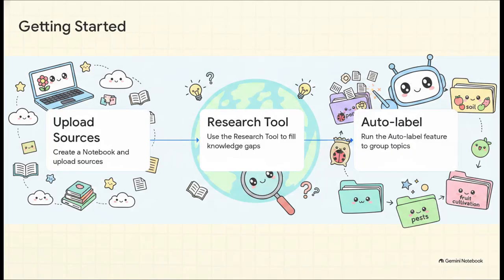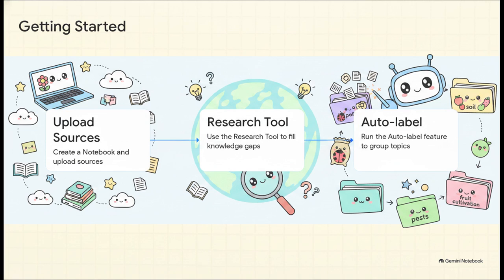Getting your engine up and running is incredibly easy. It's just a quick 3-step process. First, you create the notebook and upload those sources. Second, if you realize, oh wait, I'm missing some info, you don't even have to leave the app. You just use the built-in research tool to search the web and import new, reputable sources directly.